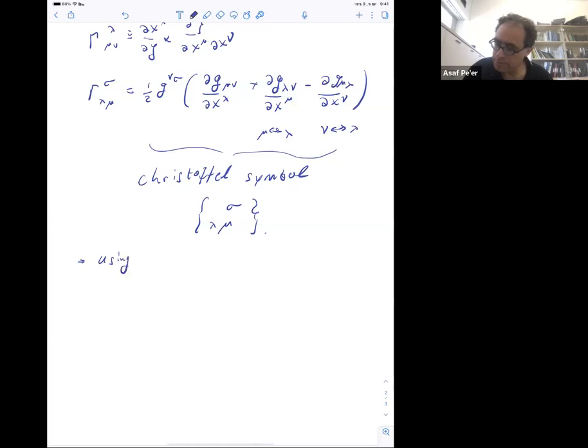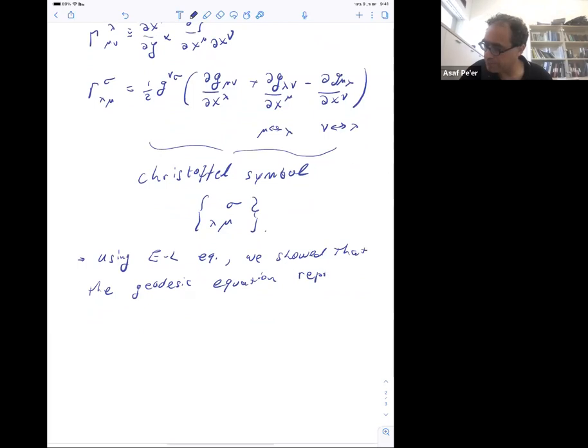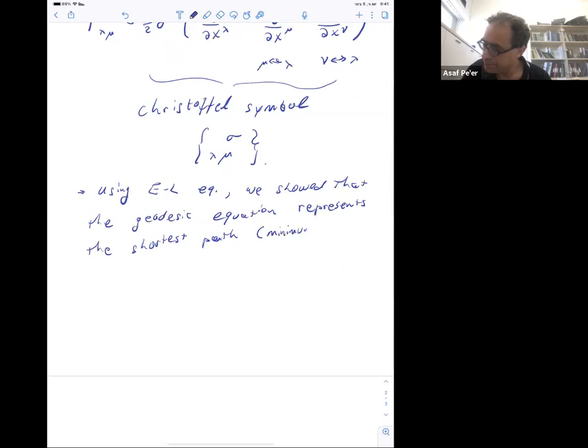So using the Euler-Lagrange equation, we showed that the geodesic equation, right, this one here, represents the shortest path in terms of minimizing the proper time it takes an object to travel from point A to point B.